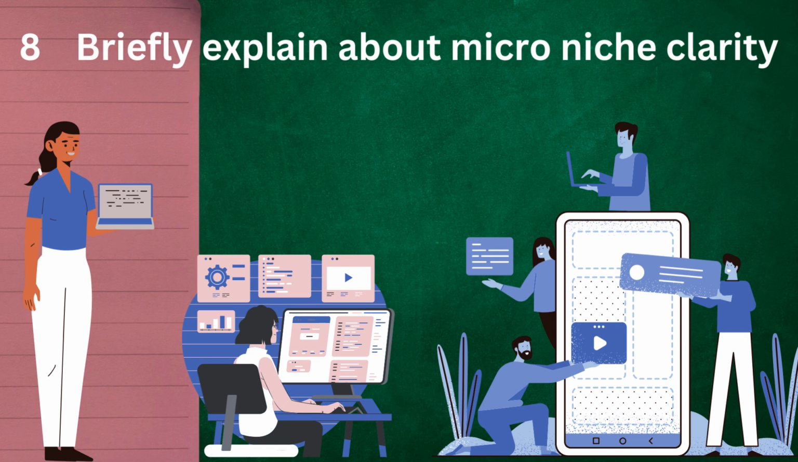Evaluate market demand and competition. Assess the demand and competition within each micro-niche by conducting market research. Look for indicators such as search volume, keyword popularity, social media engagement, and competition level to gauge the potential viability of each niche.